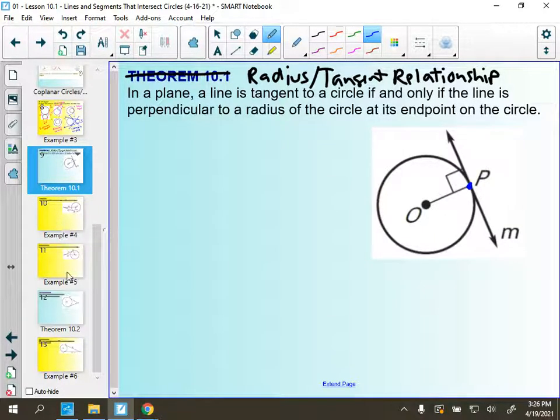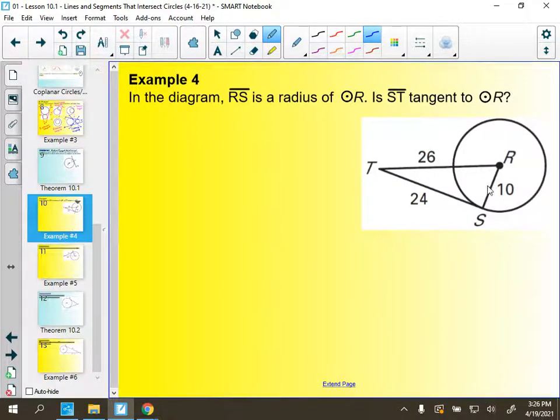We'll look at a couple examples that align with that. First situation here, making sure we pull apart the information. In the diagram, segment RS is a radius of circle R. Great, that tells us it's a radius. This is more of a question then. Is segment ST tangent to circle R? We don't know. The theorem we just looked at told us that if this is tangent, that's got to be a right angle, but we don't know it is.